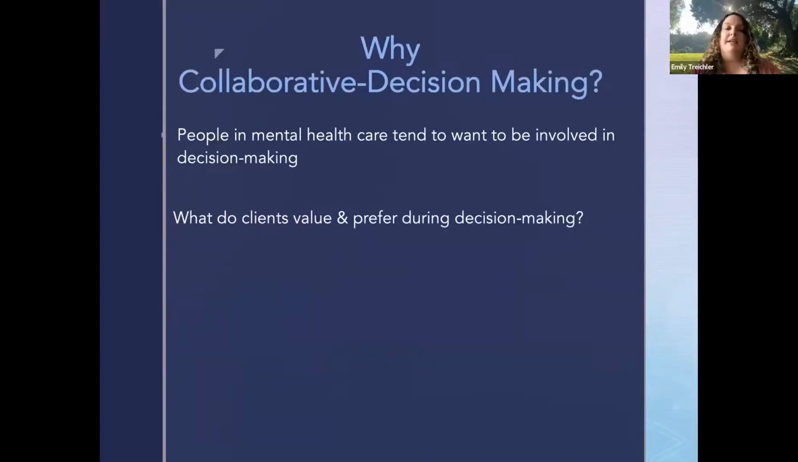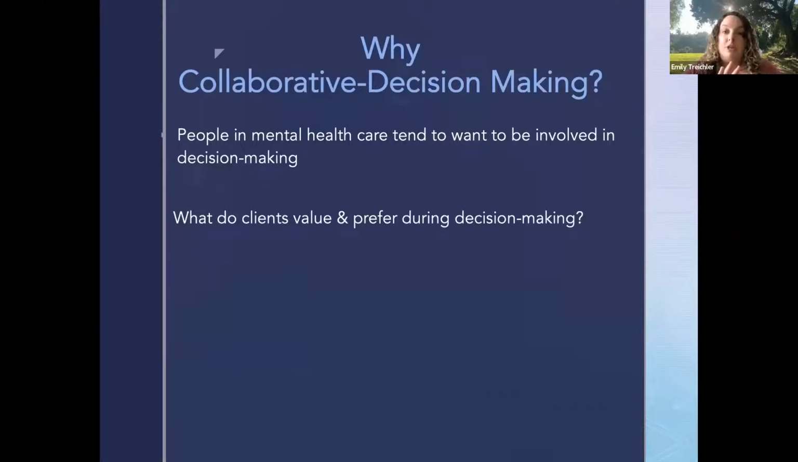The next thing is that people in mental health care tend to want to be involved in decision-making. Like I mentioned before, it's not every person, and it's not an equal amount across every decision. But on average, people tend to want to be involved to some extent in most decisions. They don't tend to want to do it completely alone. They tend to want this collaborative process between them and their clinicians.